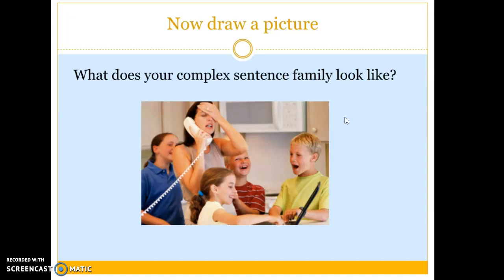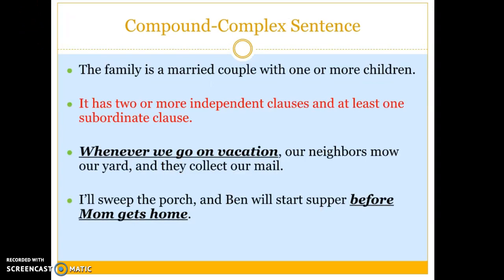So the next one is going to get a little more complicated. Now we have compound and complex sentences. When you think of this sentence family, I want you to think of a family that is a married couple with one or more children, okay? In a married couple with children, you now have two or sometimes more independent clauses. So these are two adults in the same sentence, just like with a compound sentence. However, we also have at least one subordinate clause or at least one child, okay?